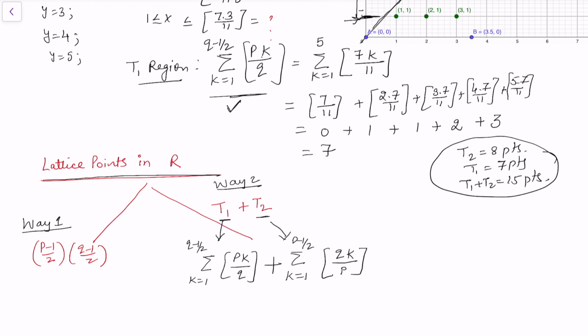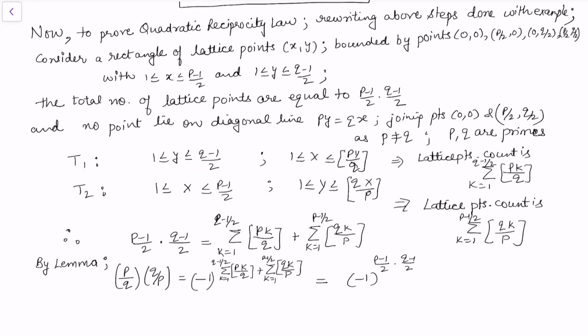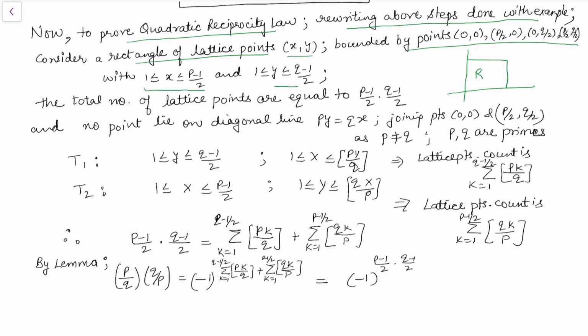So the summation of these is equal to this quantity. Now to prove the quadratic reciprocity law, I am just going to rewrite the steps that I have done with the example. So I am considering a lattice point rectangle (x, y) bounded by the points 0, 0, p by 2, 0, 0, q by 2. So consider a rectangle here, that is R. In this rectangle, because x and y are varying, the total number of lattice points is here. So this is the one way that we have counted.